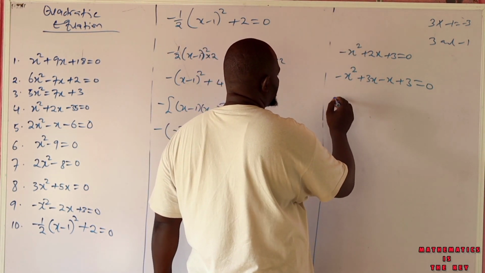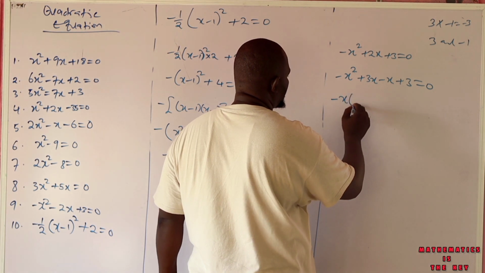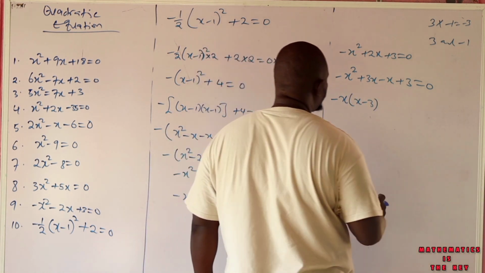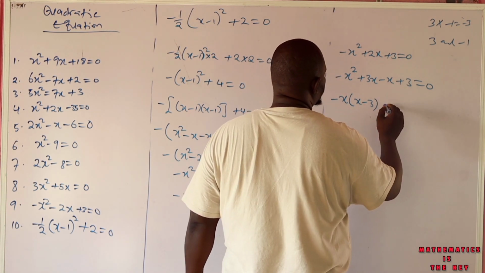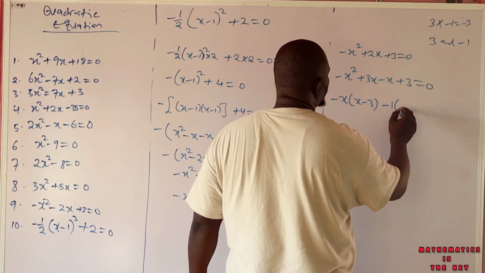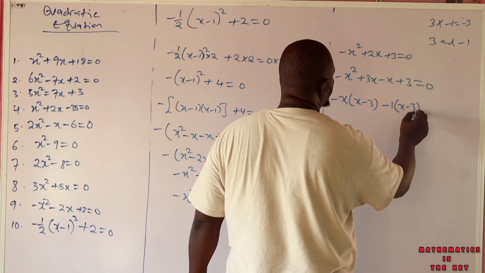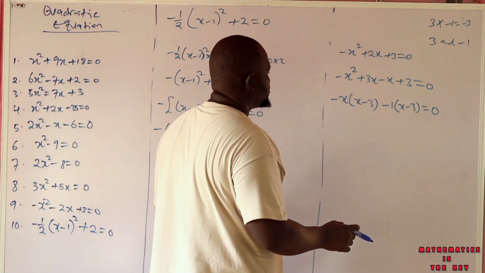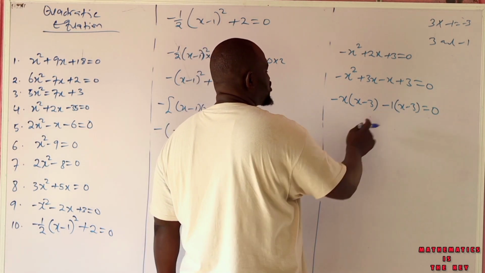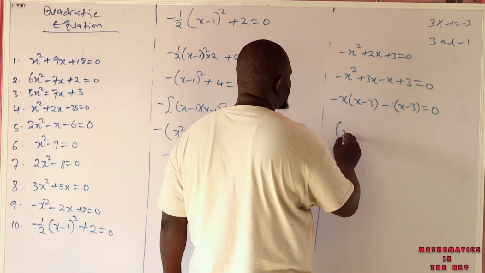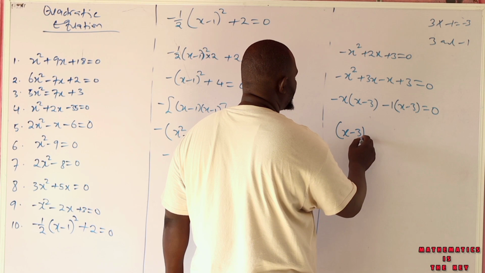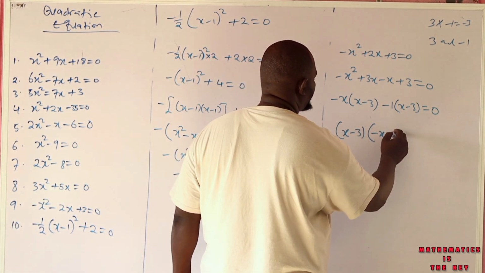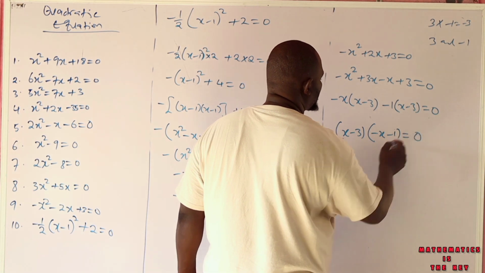In the first two terms, minus x is common. We'll have x minus 3. On this side, minus 1 is common. Then we'll have x minus 3 in the bracket as well, equal to 0. X minus 3 is common to the two factors. We factorize it out, having x minus 3. Here we have minus x left, and here we have minus 1, equal to 0.